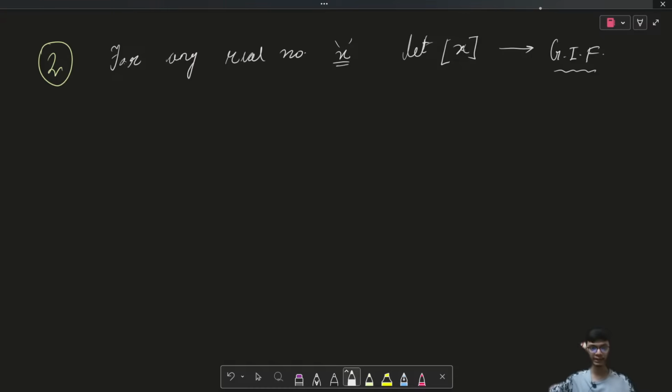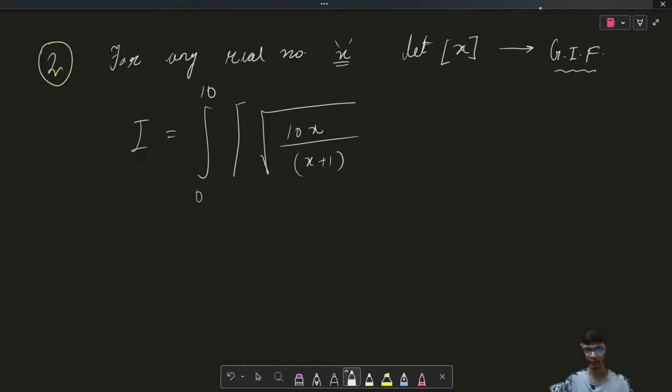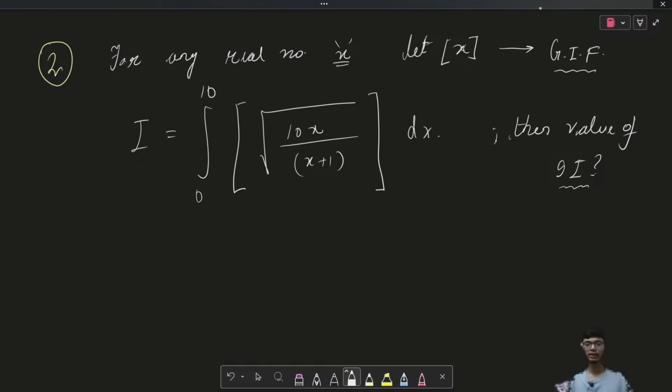Then in the question it was asked the integral going from 0 to 10 for the given function, square root of 10x upon x plus 1, with the greatest integer function applied to it. So you have to find out the value of 9 times I. So that was one of the key questions that has been asked in the previous JEE Advanced problems, right? So looking at the problem, it might look very non-linear, and sometimes these kinds of questions are basically to test your aptitude.